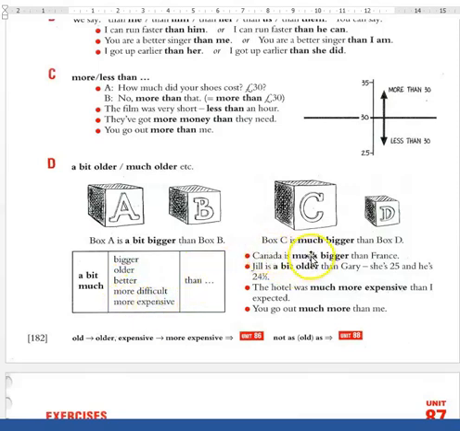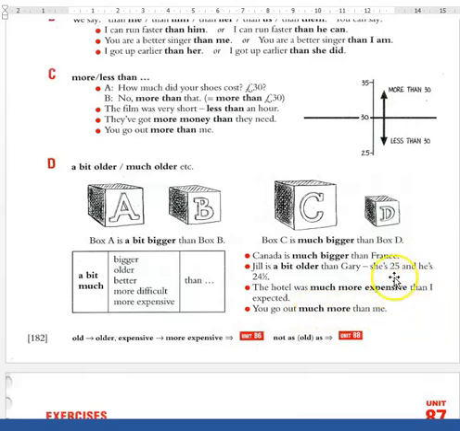So you have Canada is much bigger than France. France is big, but Canada is much bigger. Jill is a bit older than Gary. She's 25 and he's 24 and a half. So a little bit bigger, a little bit older. The hotel was much more expensive than I expected. So I expected €20. The hotel was €100. It was much more expensive. And the last one, you go out much more than me.